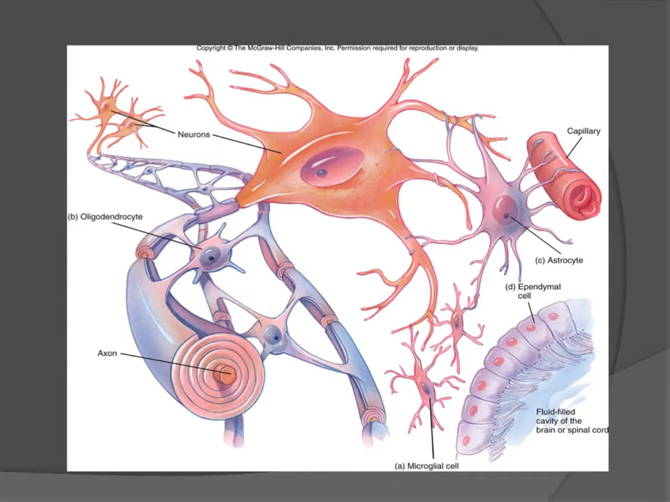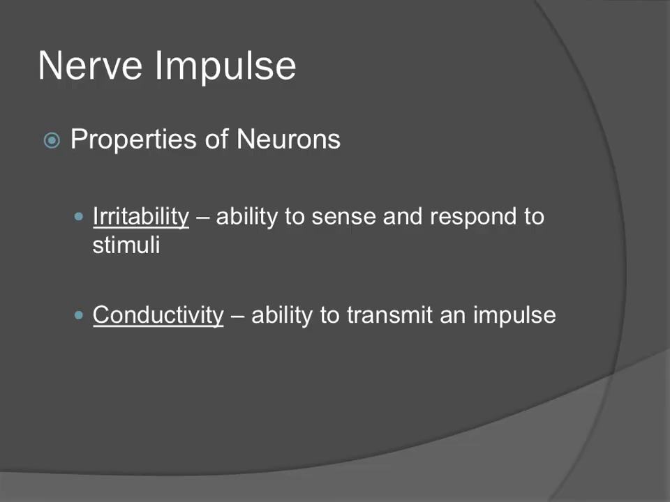And this is just the neuron anatomy. The cell body contains the nucleus, one or more dendrites, and a single axon that is an extension from the cell body. So remember, the neuron is the basic building block of the nervous system, and it is specialized to transmit information.